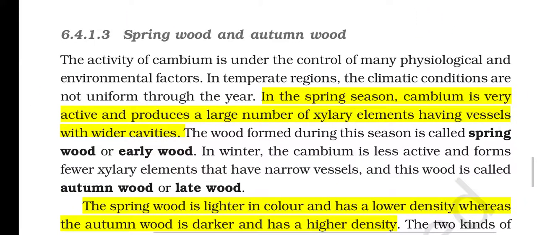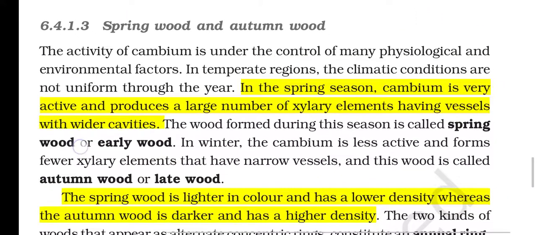6.4.1.3 Spring wood and autumn wood. The activity of cambium is under the control of many physiological and environmental factors. In temperate regions, the climatic conditions are not uniform throughout the year. In the spring season, cambium is very active and produces a large number of xylary elements having vessels with wider cavities. The wood formed during this season is called spring wood or early wood.